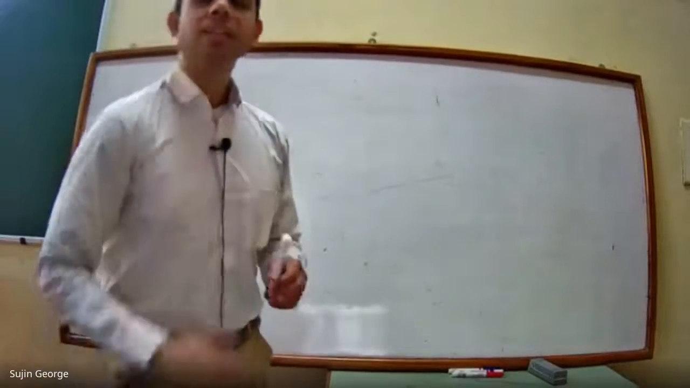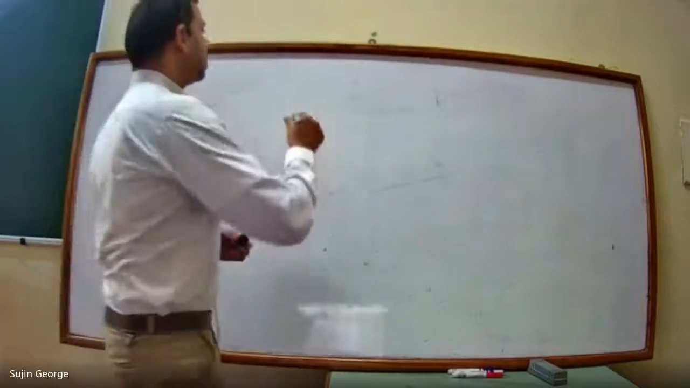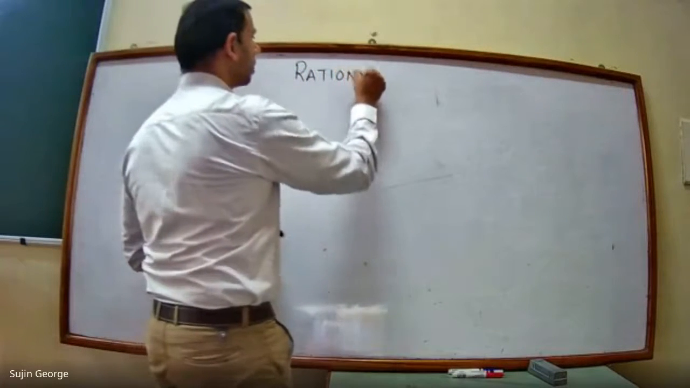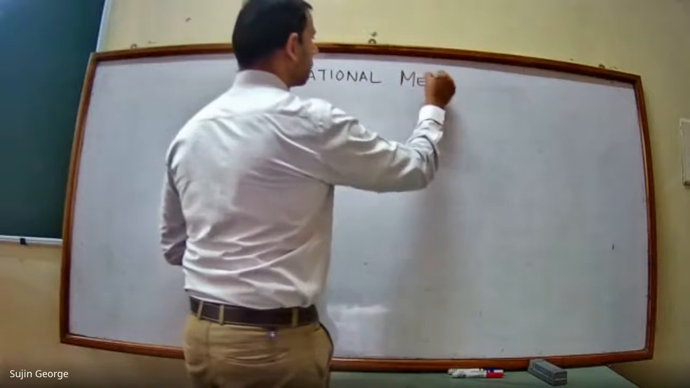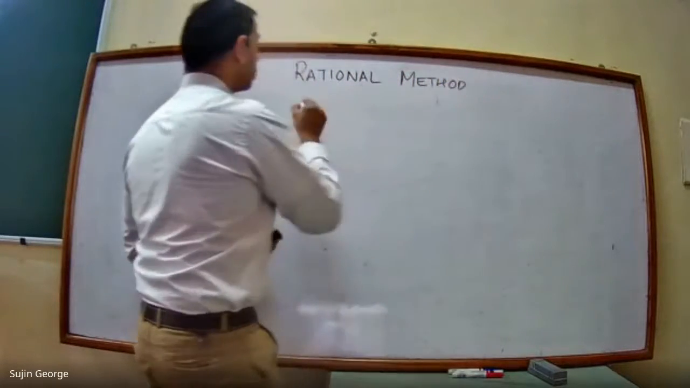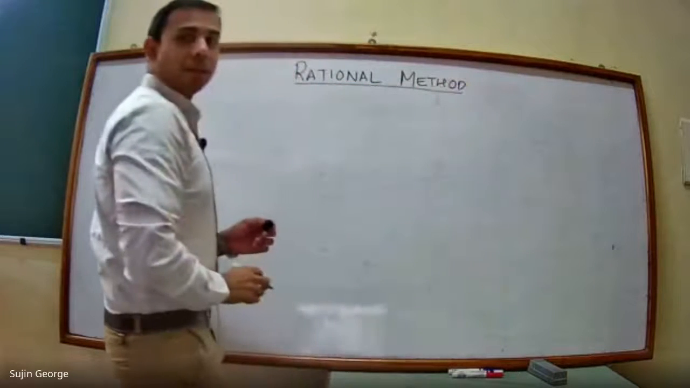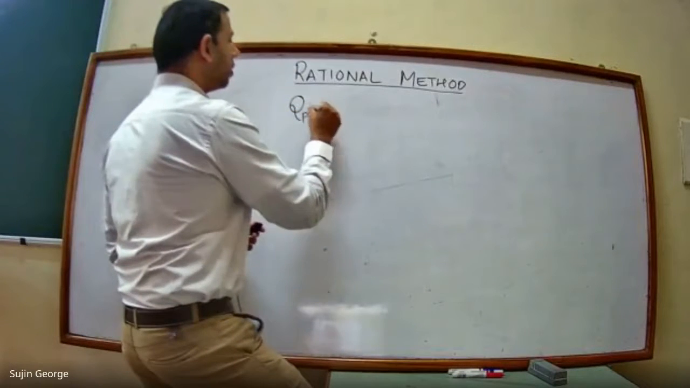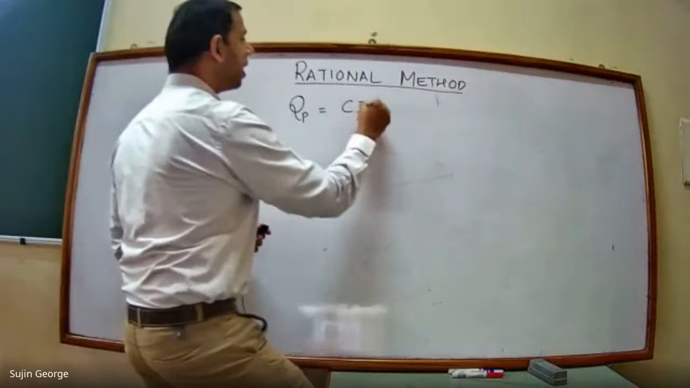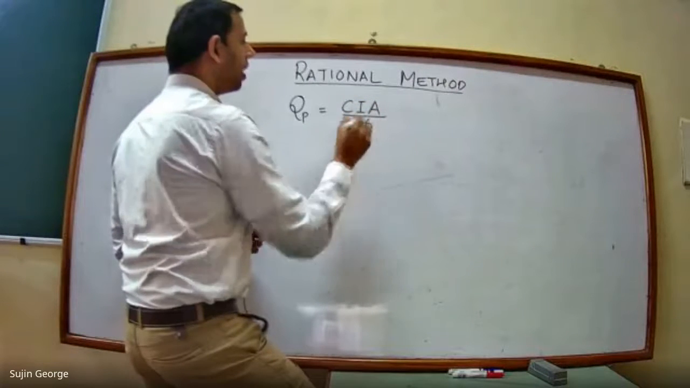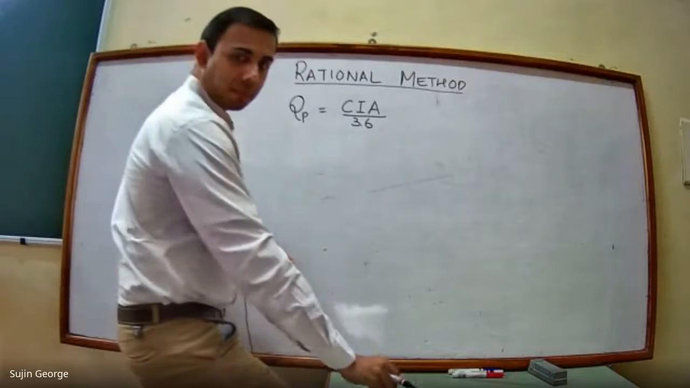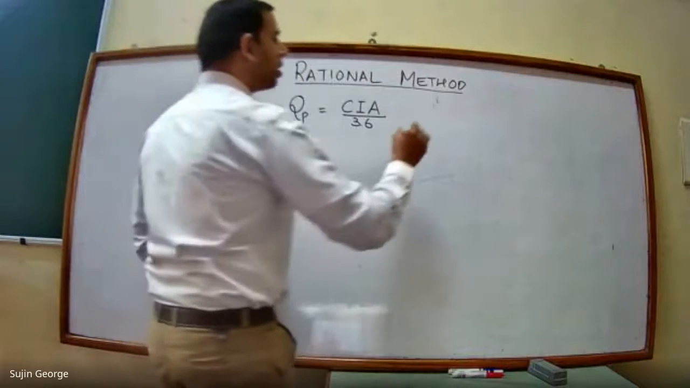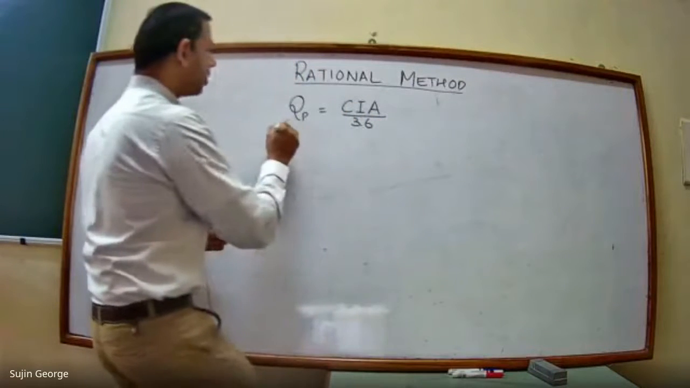So the formula that is used for calculating the maximum flood discharge according to the rational method is given by QP is equal to CIA divided by 3.6. QP is equal to CIA divided by 3.6. And this is done where QP is what?